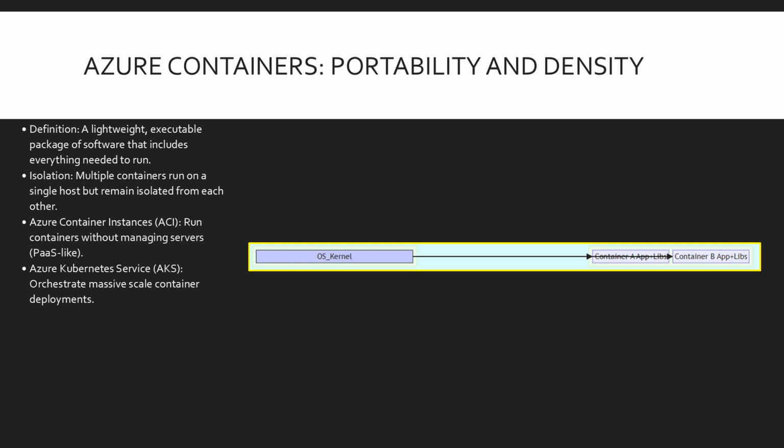Here we visualize the efficiency of containers. At the base is the host with a shared OS kernel. Unlike VMs, which would each need their own kernel, container A and container B sit directly on top of the shared kernel. Each container holds only the specific app and libraries it needs. This structure demonstrates why containers are lightweight and start up much faster than full virtual machines.